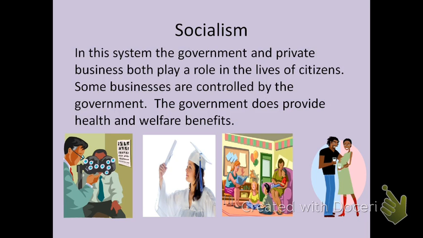Socialism. In this system of government, the government and private business both play a role in the lives of citizens. Some businesses are controlled by the government, others are controlled by private individuals. The government does provide health and welfare benefits. So that's a socialism type of economy.